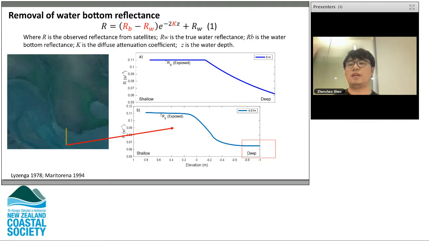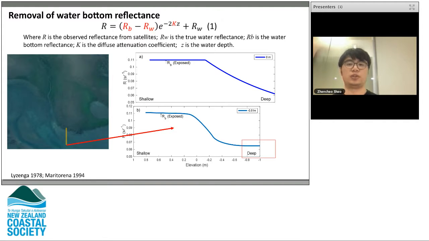So in our processing, we would like to remove the water bottom. We are going to use the Lyzenga model, where R is the observed reflectance from the satellites, RW is the true water color, the true water reflectance, RB is the water bottom reflectance, K is the diffuse attenuation coefficient, and Z is the water depth.